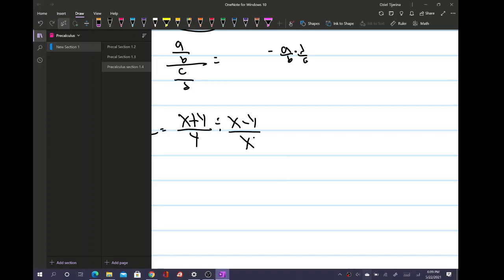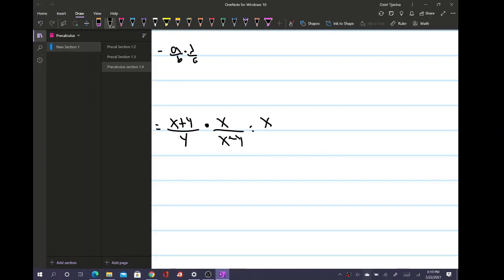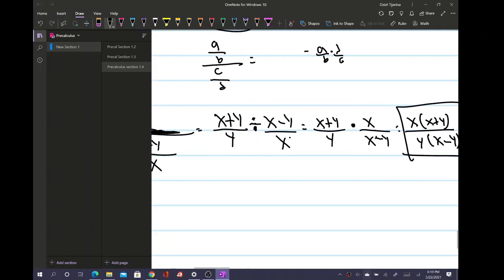And then I go ahead and use the dividing fractions rule, right? This is equal to x plus y over y times, I'm going to flip this over, so x over x plus y, over x minus y, excuse me. So then this gives me x times x plus y over y times x minus y, right?